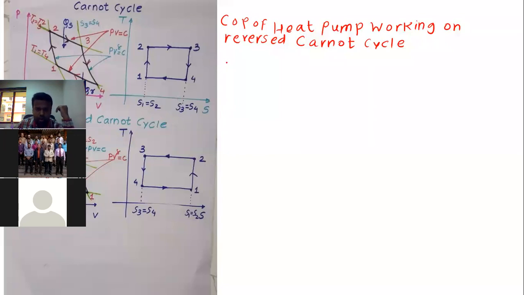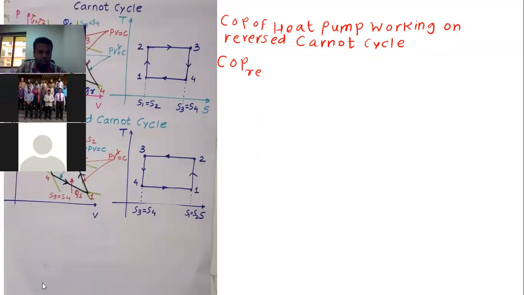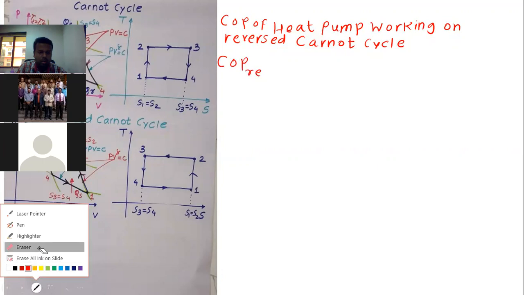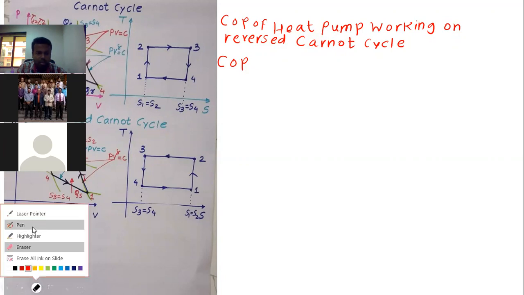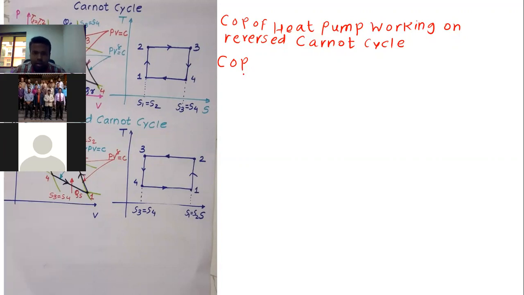So I'll just write down the formula for COP. Now I need to write down the formula for COP, right? Try to understand. Why I'm giving this time is you should be able to understand, because based on that we need to take the problems. So COP of heat pump which works on a reverse Carnot cycle.